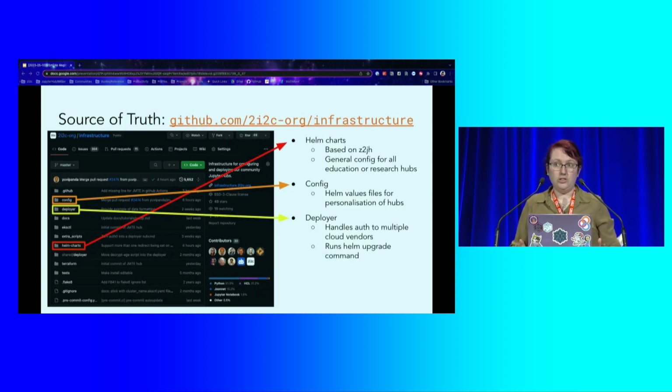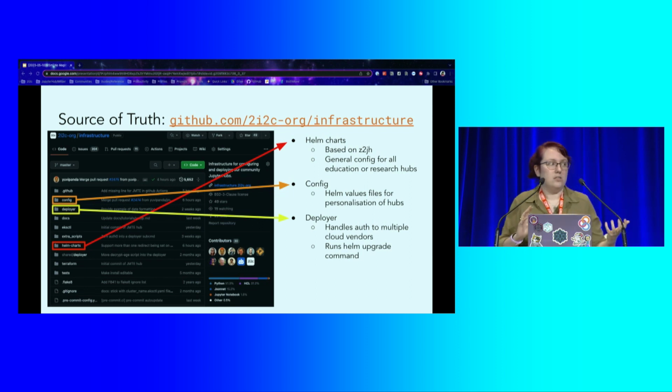So to actually get onto our infrastructure, we have a source of truth, which is our infrastructure GitHub repository. And it's made up of three main components. The first one is something called a Helm chart. If you don't know what a Helm chart is, that doesn't really matter, but it's a way of transferring configuration to scalable clusters. It's based on the community Helm chart Zero to JupyterHub on Kubernetes.